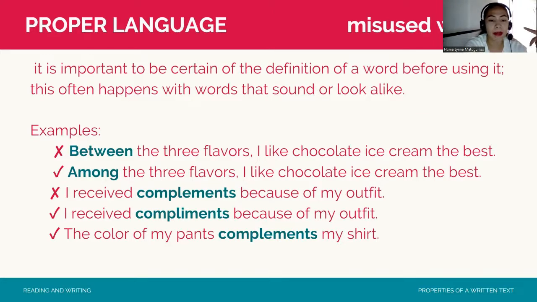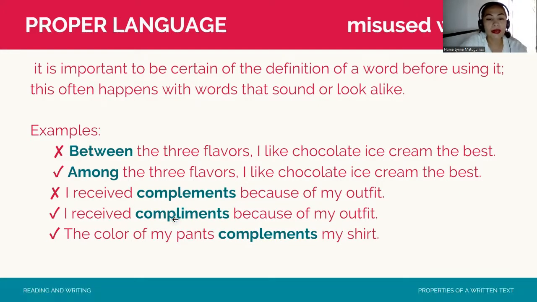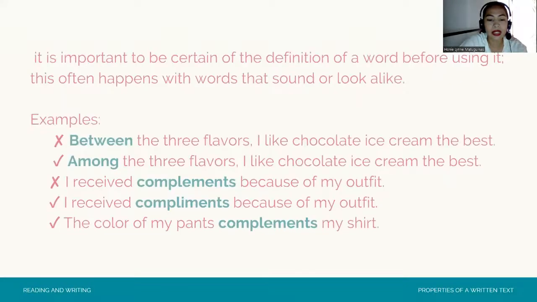In the other examples, complement and compliment were misused. A compliment means a nice thing to say, while a complement is something that completes something else. The keyword for complement is complete. Now, look at this example and see what's wrong with it.